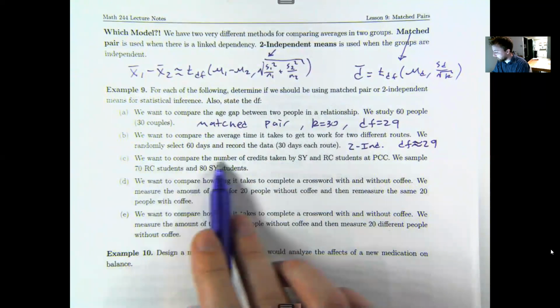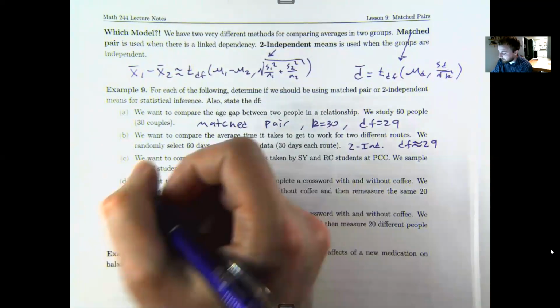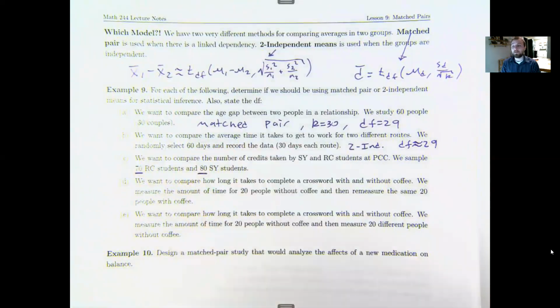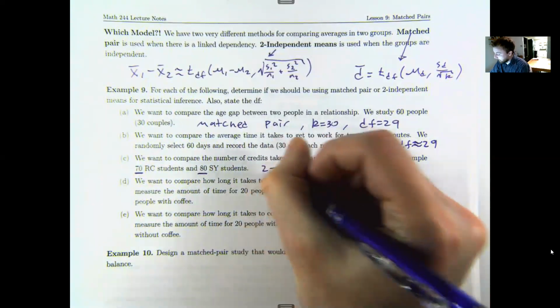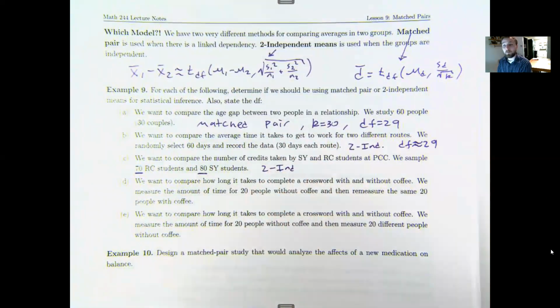C, we want to compare the number of credits taken by Sylvania and Rock Creek students. We sample 70 Rock Creek students and 80 Sylvania students. I know something right off the bat on this thing. I noticed that these 2 things have different sample sizes. So there's no way I can match these things up perfectly if I have more samples in one group than the other. For this reason, I have 2 independent means. I can't match them. A student at Rock Creek is not affecting a student in Sylvania if they're totally unrelated.